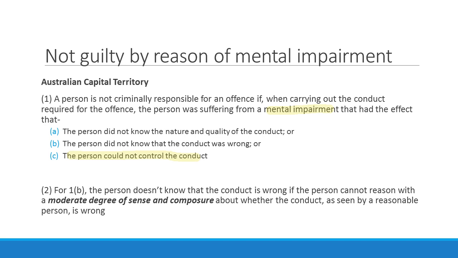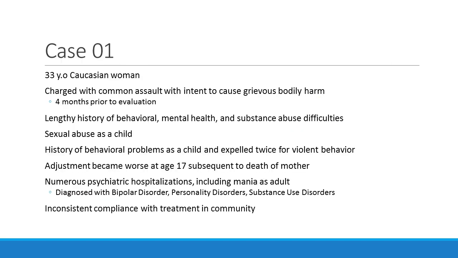So I would say, based on all the jurisdictions I've ever practiced in, this is one of the more lenient insanity standards, because usually not all these three prongs can be considered. The person doesn't know that the conduct is wrong if the person cannot reason with a moderate degree of sense and composure about whether the conduct, as seen by a reasonable person, is wrong. That's supposed to provide some guideline, though I'm not sure it is as unambiguous as the lawmakers implied.